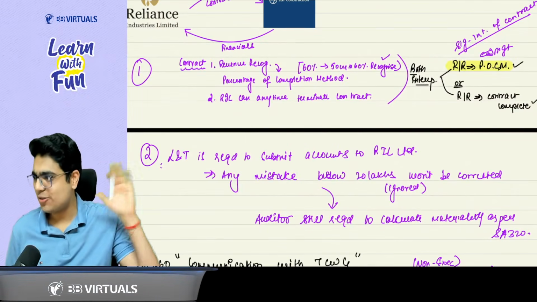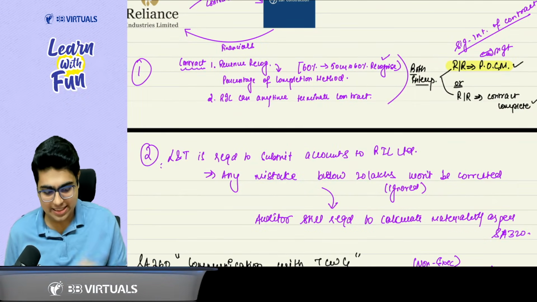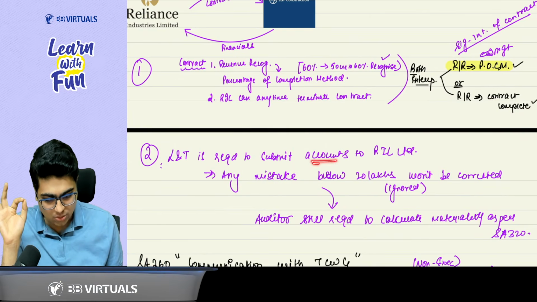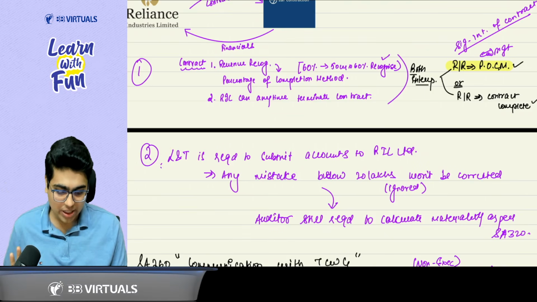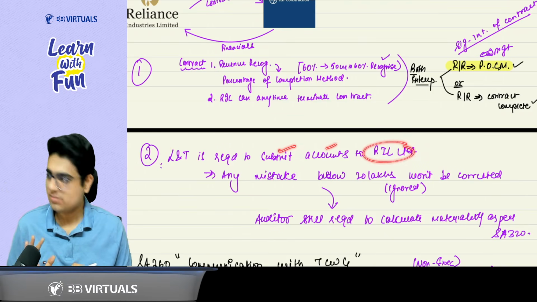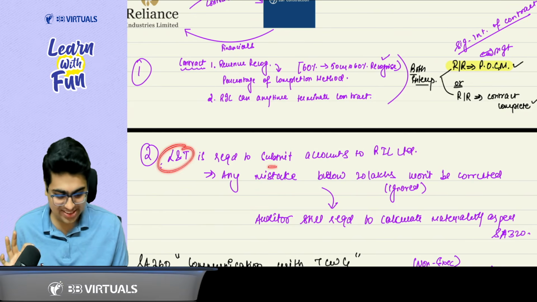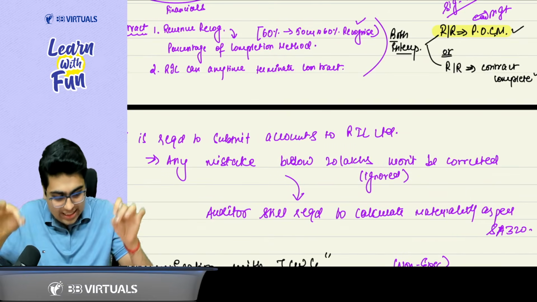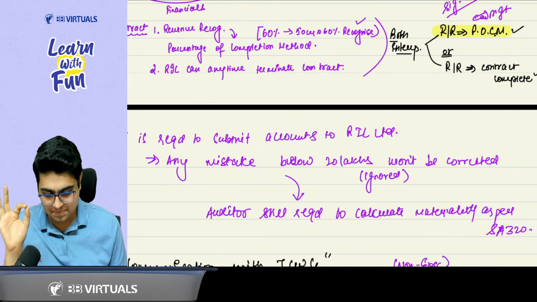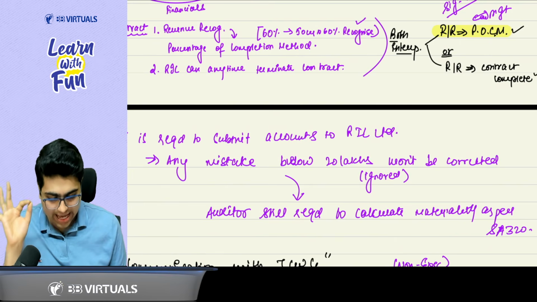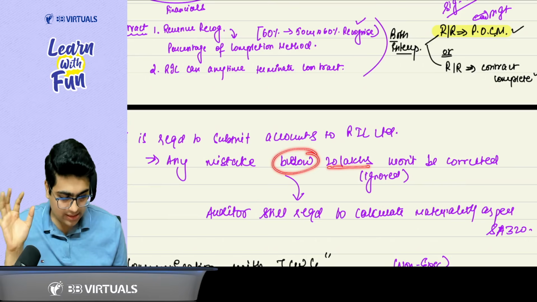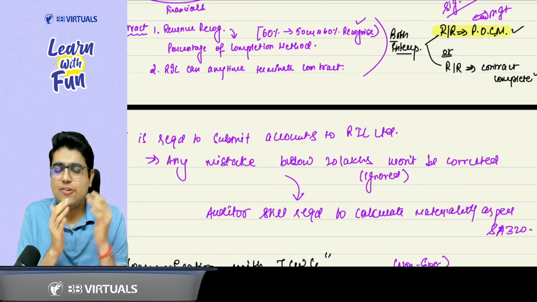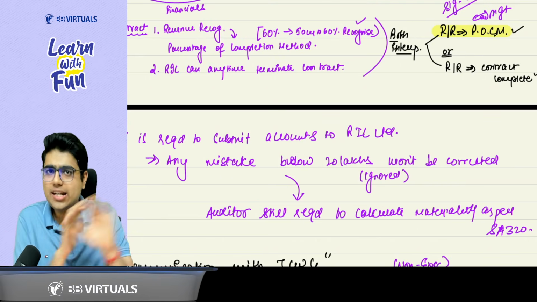See the second part of the contract. Here it is written that whatever accounts will be submitted by L&T to Reliance, L&T is required to submit the accounts to Reliance. Okay, sir. And they have written it in the contract that any mistake below 20 lakh rupees will not be corrected. So if in the account there is any mistake below 20 lakh, it will not be corrected.